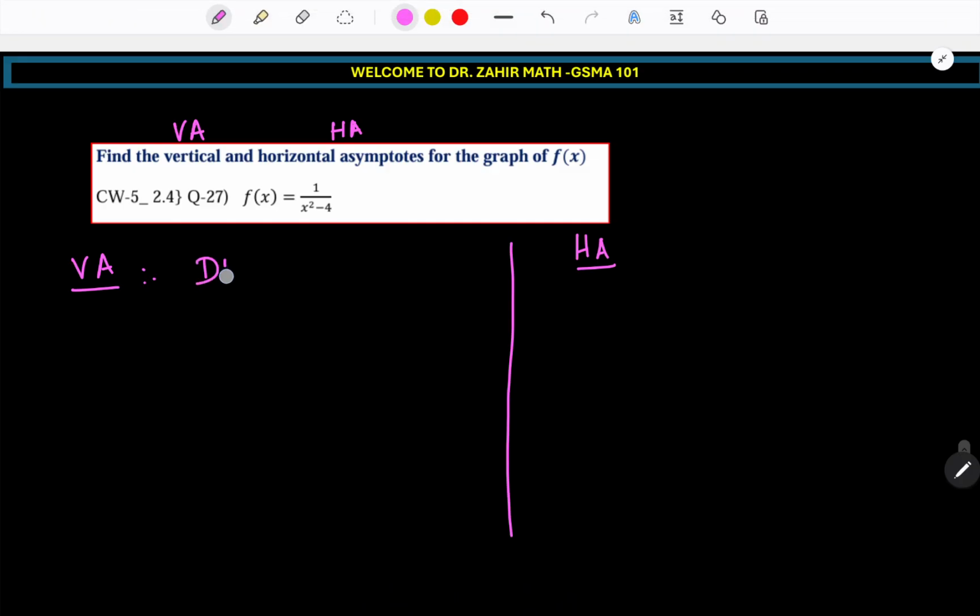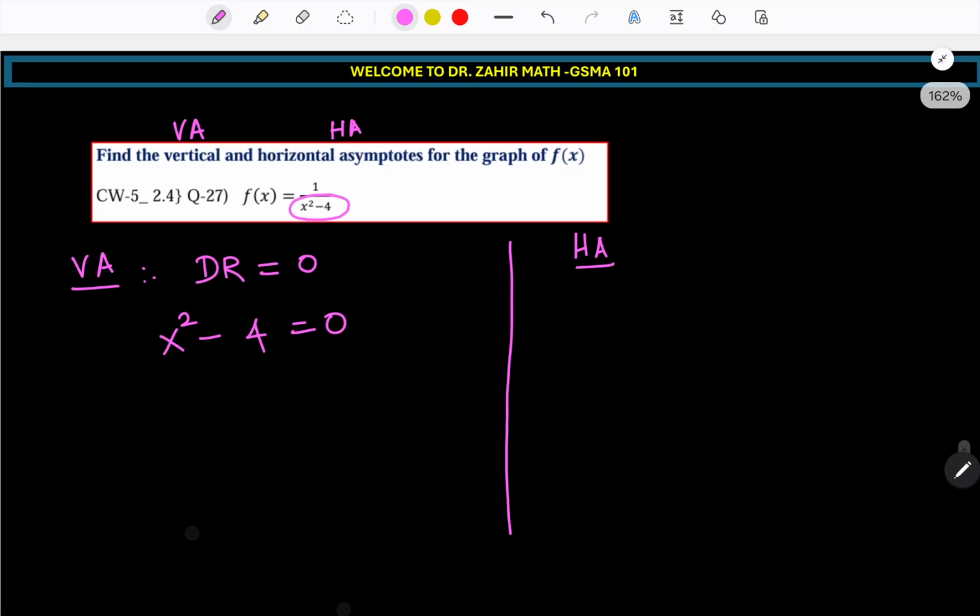I said make the denominator equal to 0. What do you mean by denominator? This is your denominator. So x power 2 minus 4 is equal to 0. Right? So this is a quadratic equation. You go to the calculator.